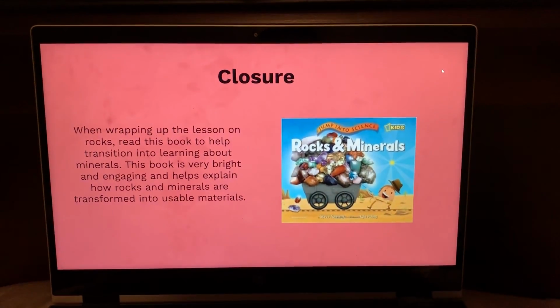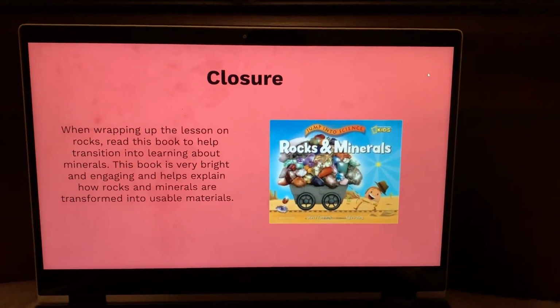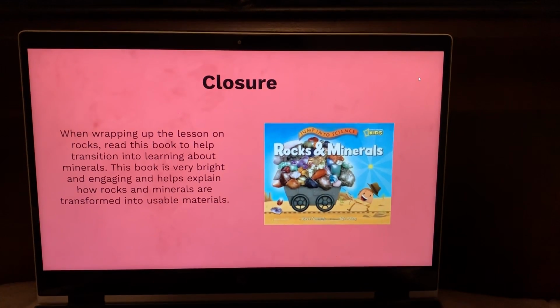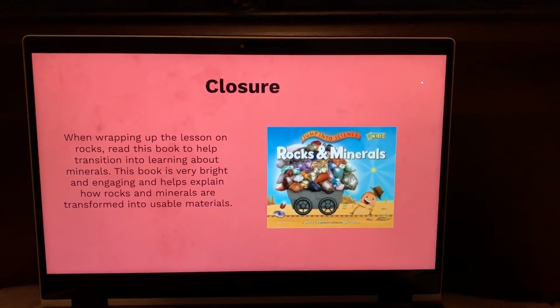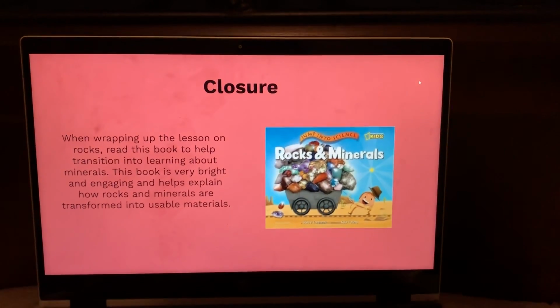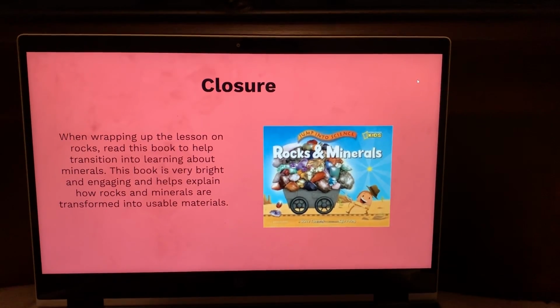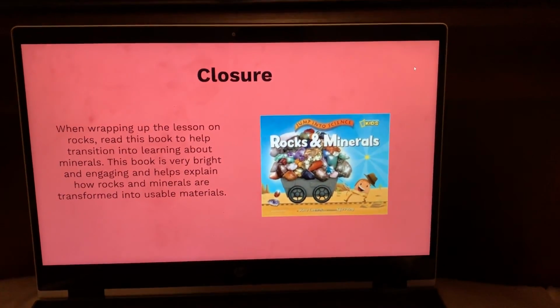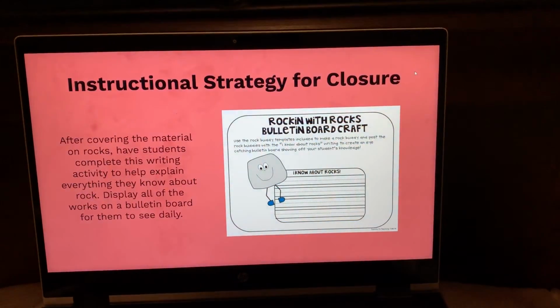Another book that you could use for closure, which helps go into the next part of that lesson, would be Rocks and Minerals. This one is actually pretty bright and engaging, but it helps explain how rocks and minerals are transformed into usable materials. So you could help tie that into the next lesson with that book.